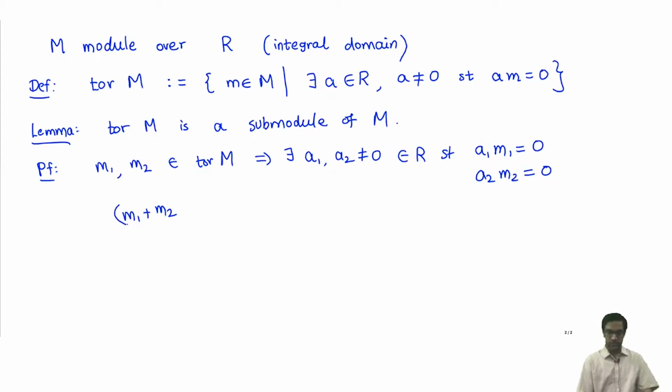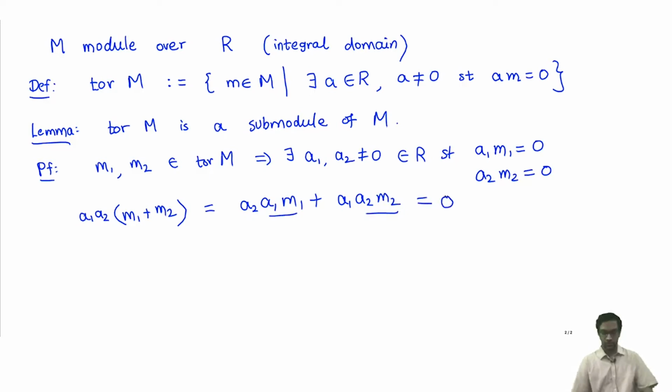Observe that there is a ready-made element which will do the job, which is the product of a1 and a2. So if I look at a1 a2 times m1 plus m2, since the ring is commutative, I can switch the order of a1 a2 as I choose. I'll use the distributivity property. In the first term, I will think of it as a2 a1 acting on m1, and the second term as a1 a2 acting on m2. Now a1 m1 is 0, a2 m2 is 0. So this is just going to be the element 0 of my module.